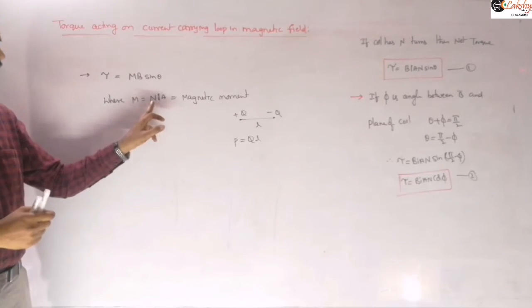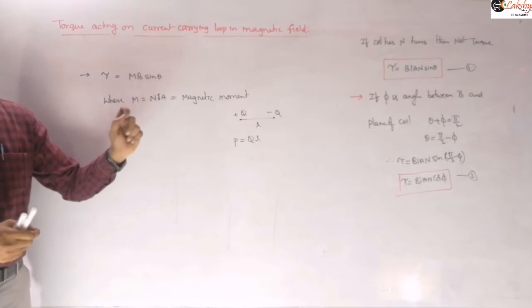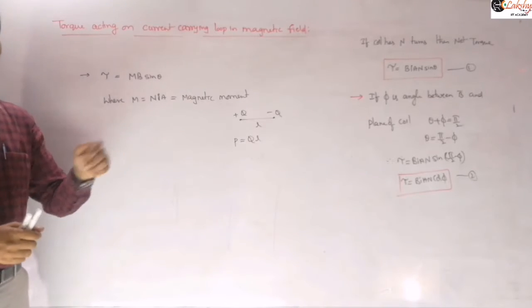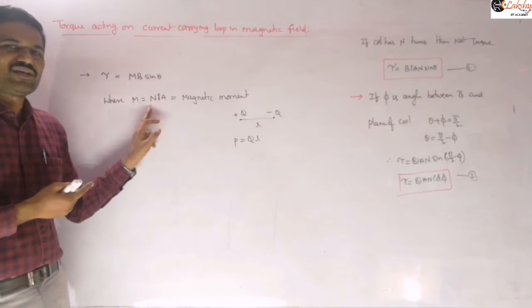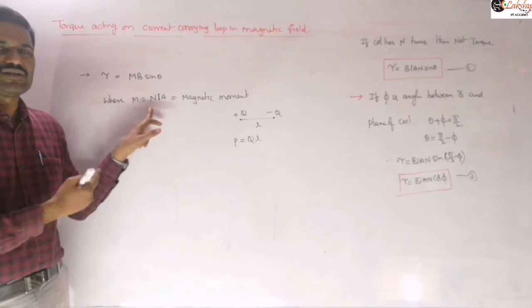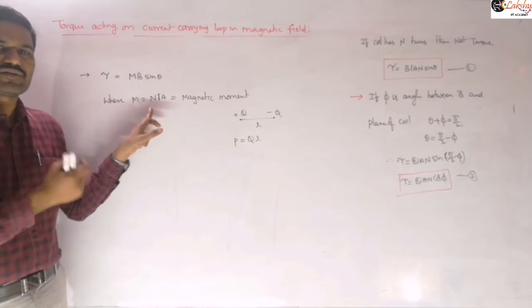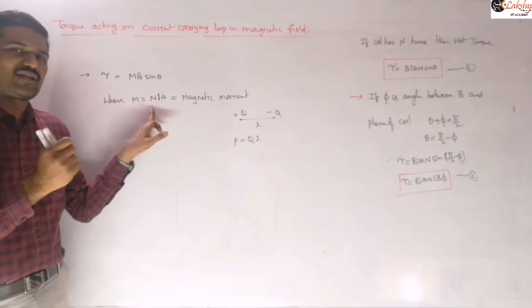Now this also has a similar meaning here. We define this as NIA, where N is the number of turns and I into A is called the magnetic moment. If the coil has N turns, then again we need to multiply this value by N. So NIA will represent the magnetic moment of the current carrying coil.